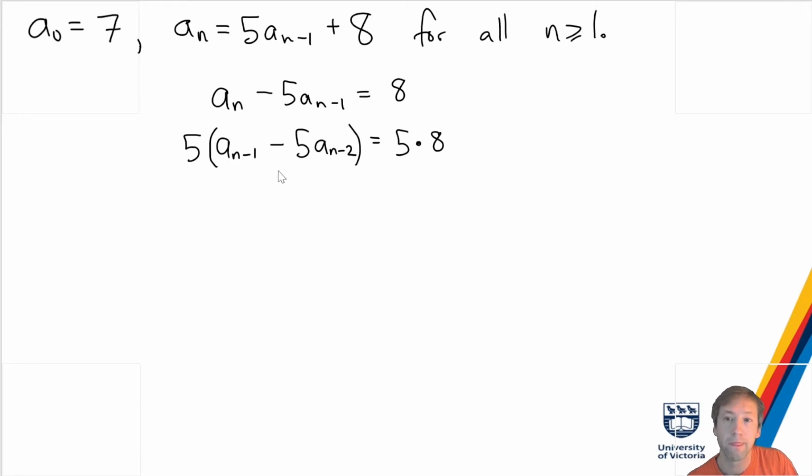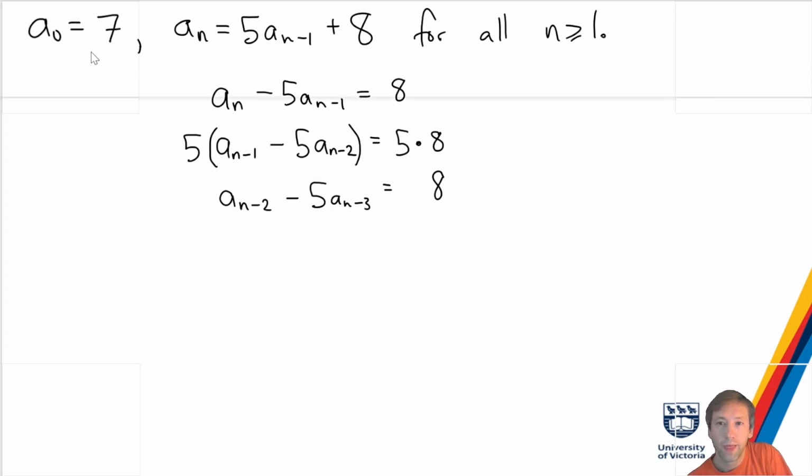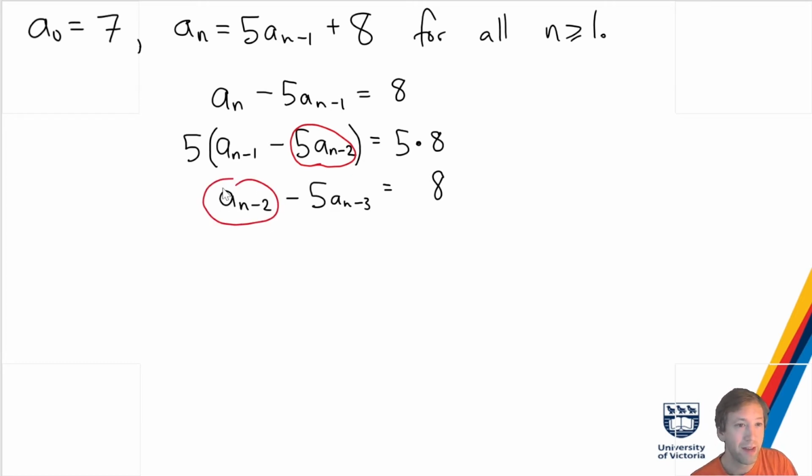Now let's write down our next line, A_{n-2} minus 5 A_{n-3} is equal to 8. And again, we can see that this is not going to cancel because here when I multiply out the 5, I have a 25, like a 5 squared A_{n-2}. And here I've got a measly little A_{n-2} with no coefficient. But we can solve that the same way, right? We just multiply this equation by 5 squared.